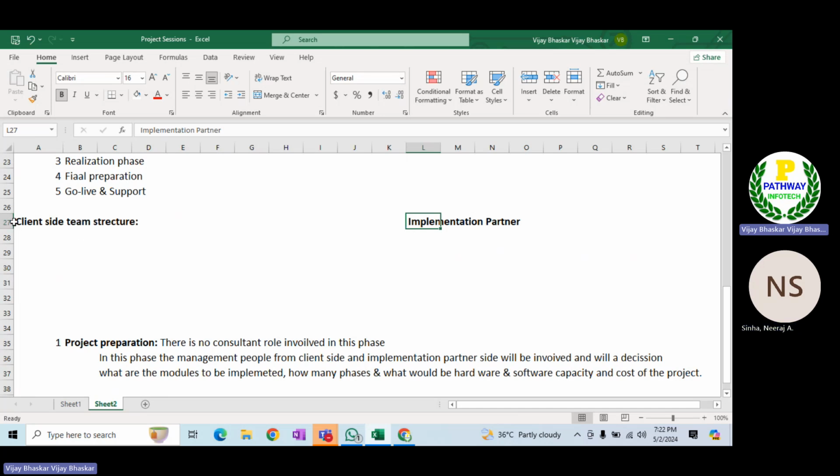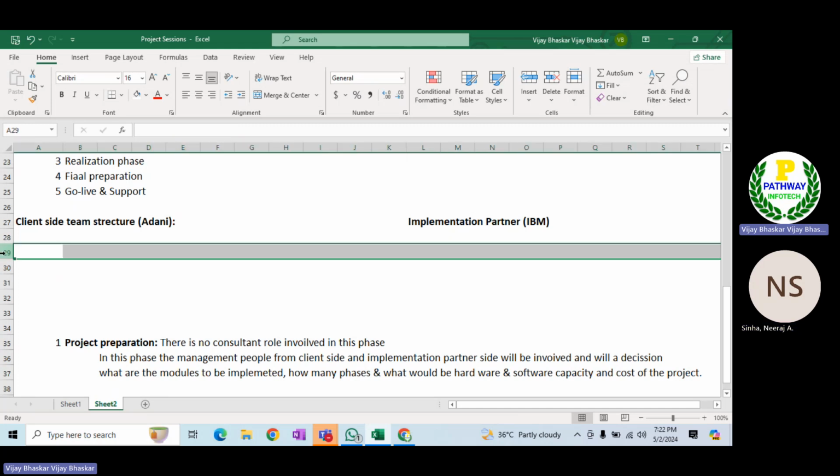So now, client side. Let us say the client is Adani. Adani Group is the client for us. The implementation partner, they have given the SAP implementation to IBM. Let's say IBM is the implementation partner. Now it is clear, right? Now I will explain where we are.